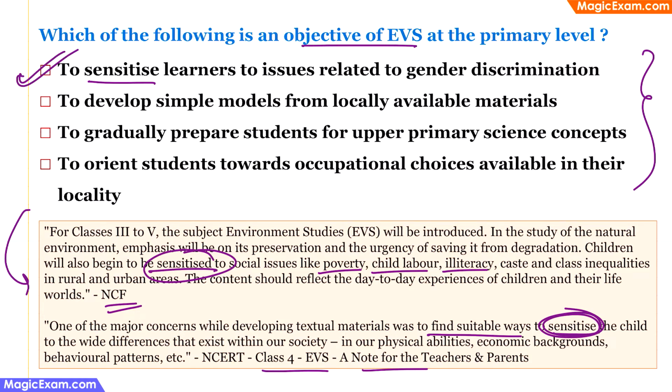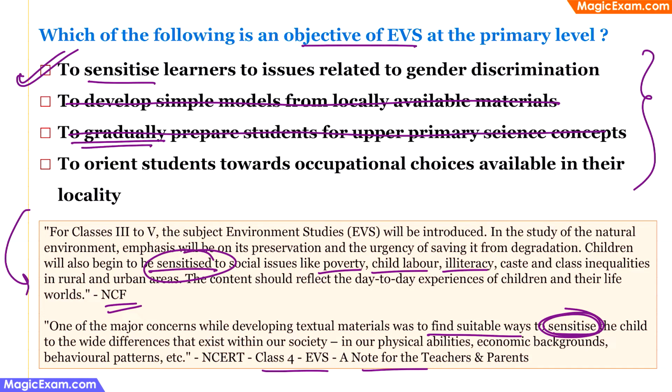Now, if we look at the other answer choices, the next one says to develop simple models from locally available materials. Now, this is not a shop class, or a class where we are trying to teach children to make models from locally available materials. Therefore, this answer choice does not make much sense. We'll eliminate this. Next one is to gradually prepare students for upper primary science concepts. Now this may be an outcome of EVS teaching, but this cannot be the objective, because you are just trying to teach the basic concepts to children through EVS and you are not trying to prepare them for higher classes. Therefore, this may be a correct statement, but this cannot be the objective of EVS.